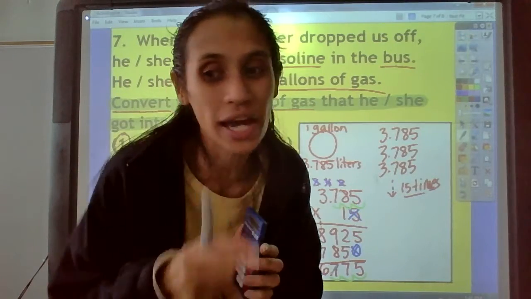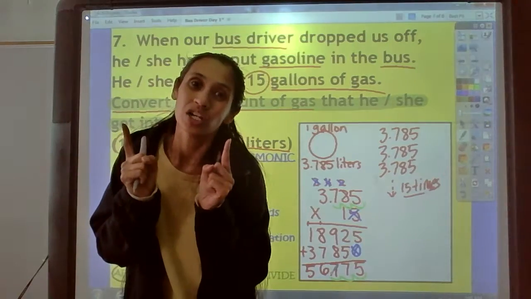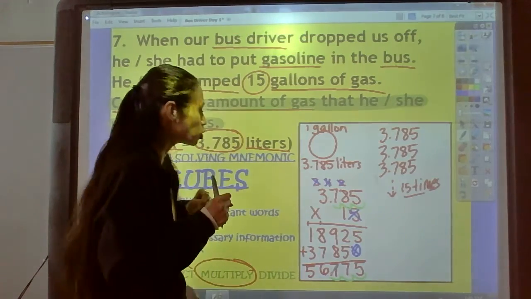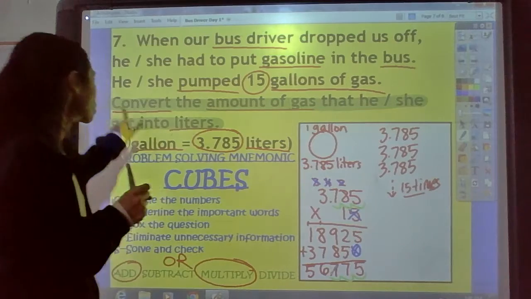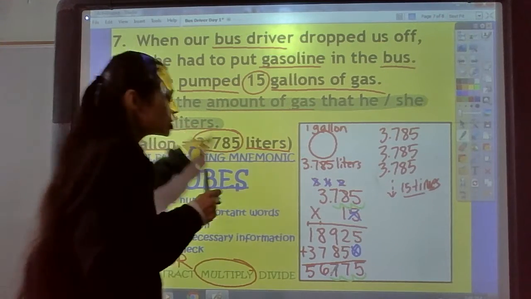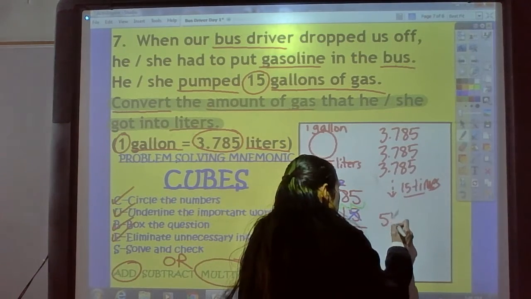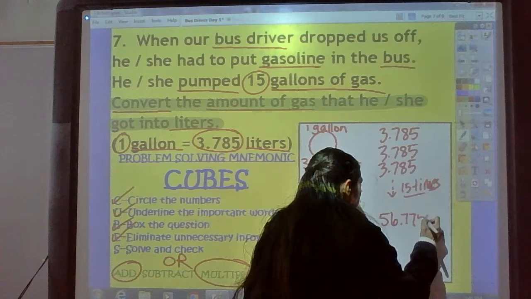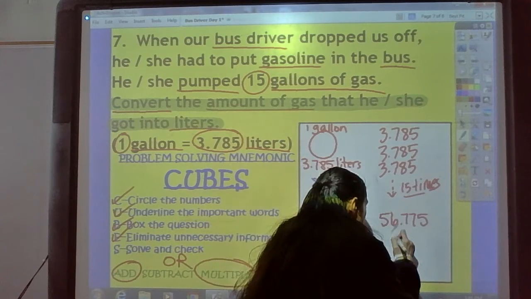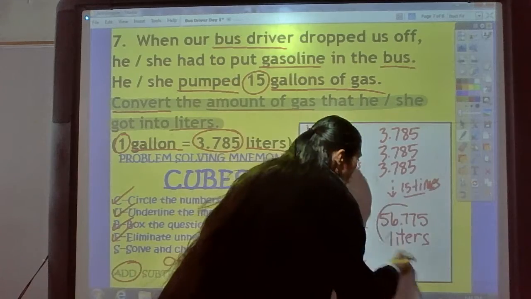I know you got it right, but we forgot one thing. We forgot our unit. What is our unit? Go back to the question. Convert the amount of gas that he got into liters. So the answer is 56 and 775 thousandths liters. And there is your answer.